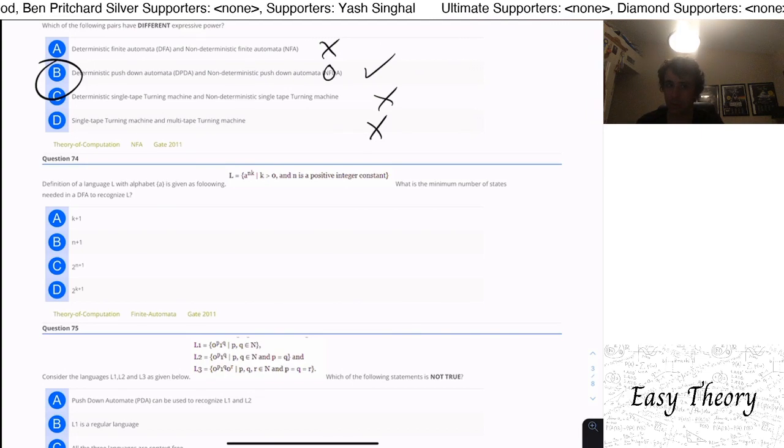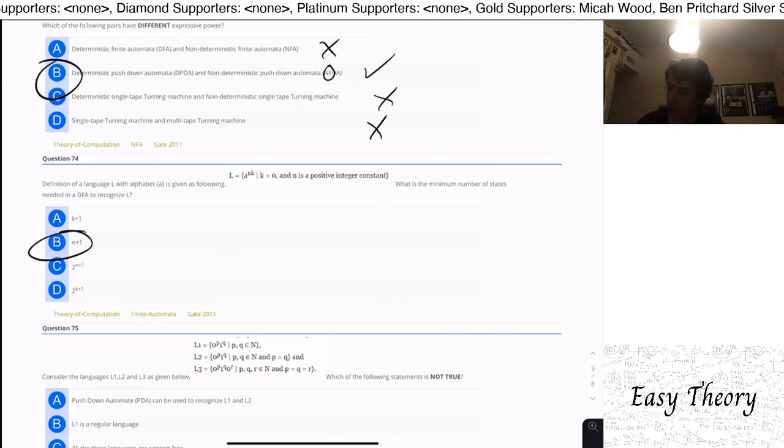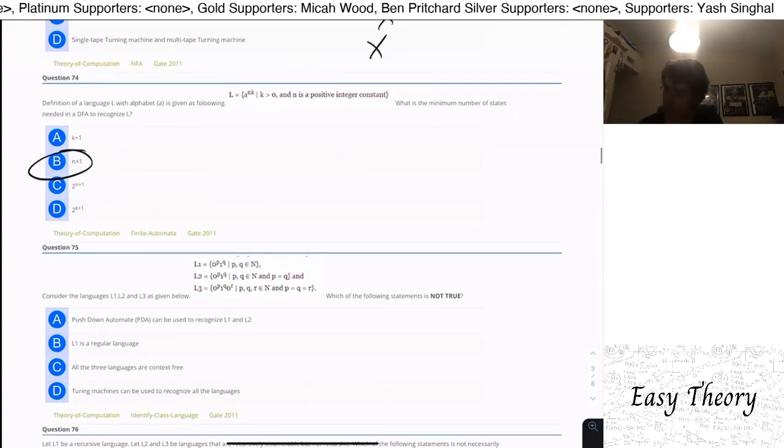What is the minimum number of states? Oh, okay. So this is just, yeah, it's just n plus 1. Yeah, because we can just make a, yeah, so we would need a cycle of length n, then plus 1 state. Yeah, okay, so that makes sense.